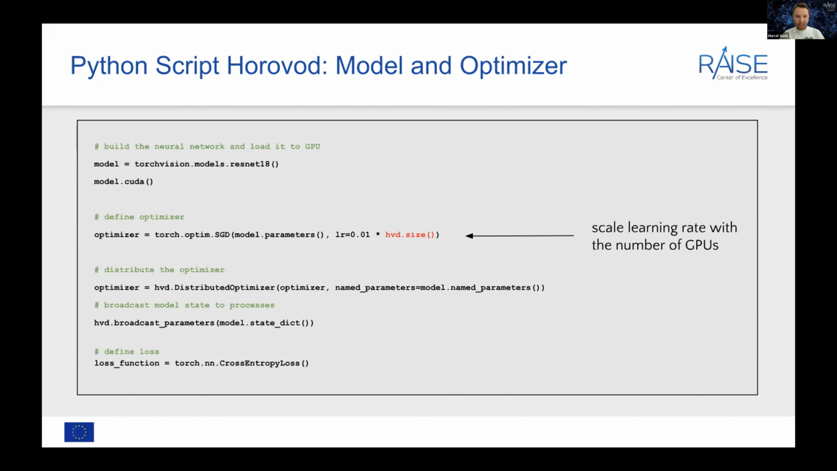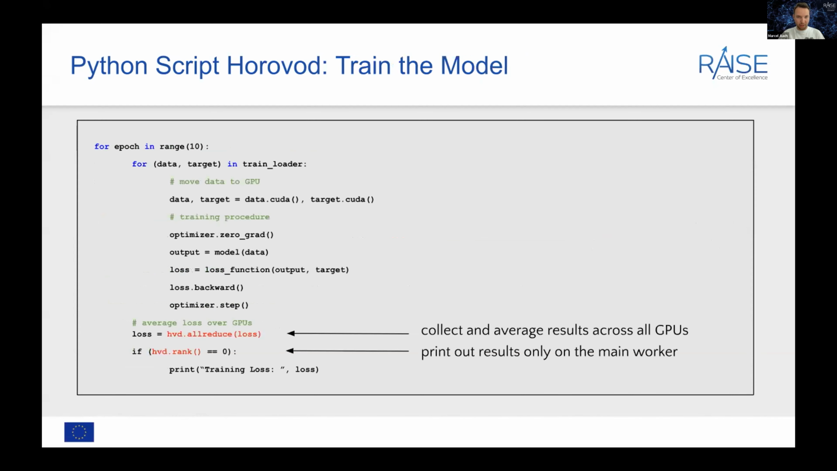We define the loss, and then we can already start our training function. So this is quite simple. I assume you all know how to do this. The only thing that may be specific to this distributed deep learning here is that you need to, of course, move the data you get from your train loader to your GPUs. Then you perform the training procedure just as you would when you're running things on one worker.